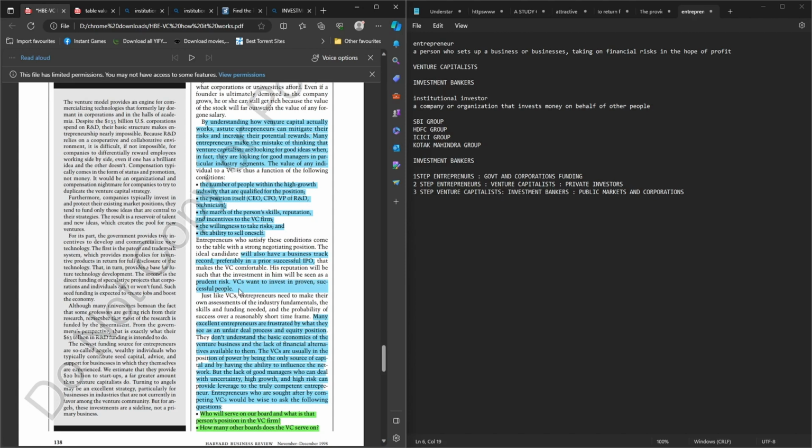So if a venture capitalist wants to invest in a business, he will see that the person is capable of pulling profits, already has some business introduced, and they are successful.